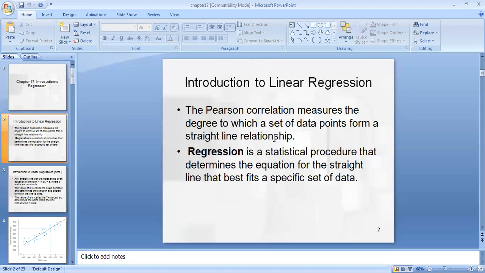So regression is a statistical procedure that determines the equation for the straight line that best fits a specific set of data.